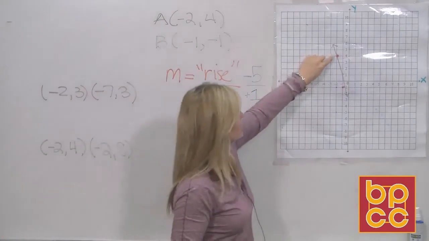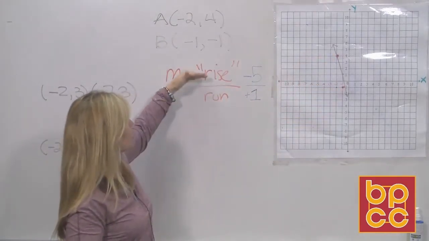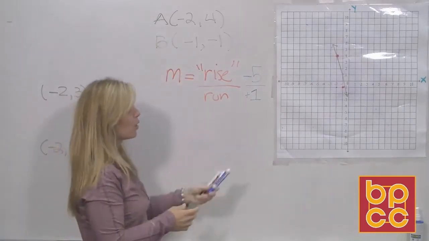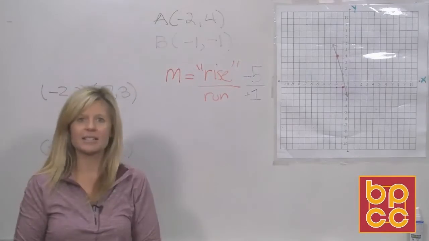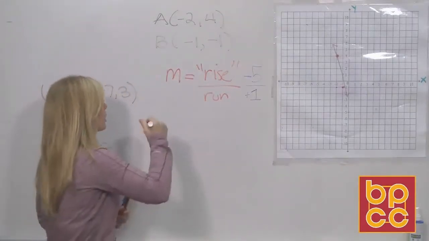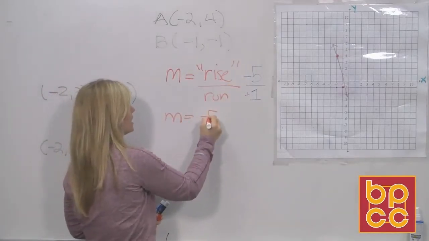You pick a point and you explain the movement. It's always rise over run. So it's either up or down first and then right or left. Now, because this number is a fraction, they're not going to accept -5 over 1. They're going to ask you to reduce it. So we would say the slope is -5 divided by 1, which is -5.